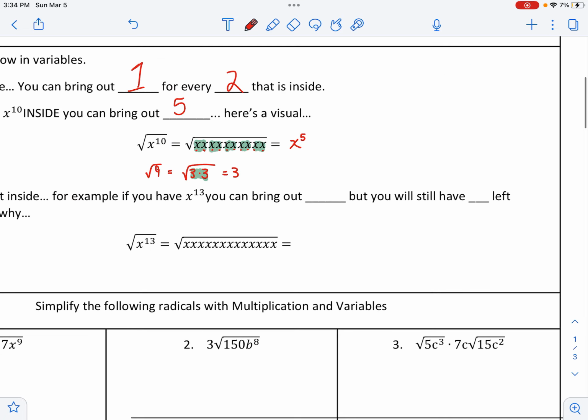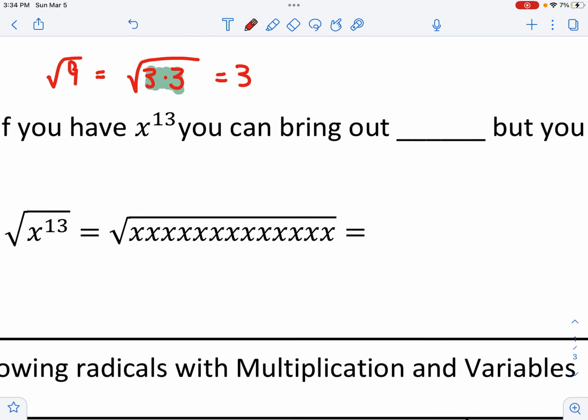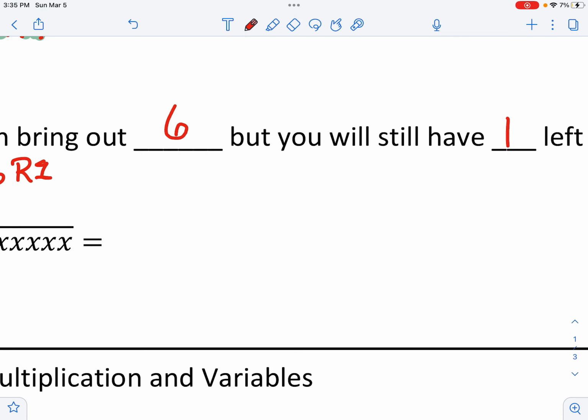Now, let's say that you have an odd amount inside. So let's say that you have x to the 13th inside. Well, just for a visual, 13 divided by 2 is 6 with a remainder of 1. So you can bring out 6, but you're still going to have 1 left inside.